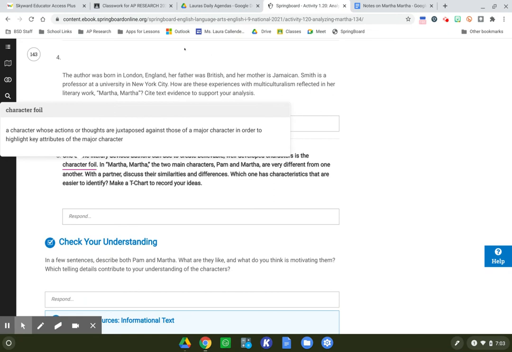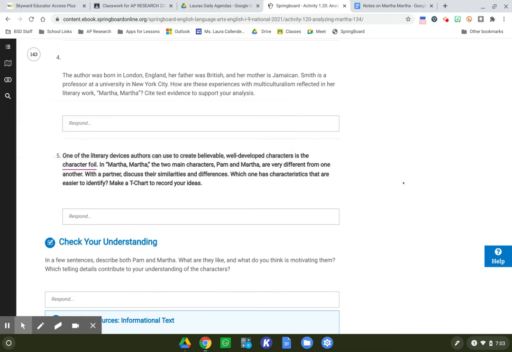So in our story, Martha, Martha, there is going to be a character foil. So looking at this one, number 5, that you're going to do later in the week, one of the literary devices authors can use to create believable, well-developed characters is the character foil. In Martha, Martha, the two main characters, Pam and Martha, are very different from one another. So we're going to discuss in our class, in our Google Meet, their similarities and their differences. And then we're going to talk about which one we think has easier characteristics to define, to identify.